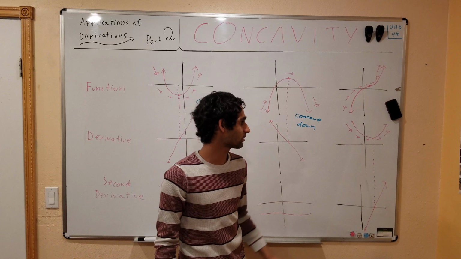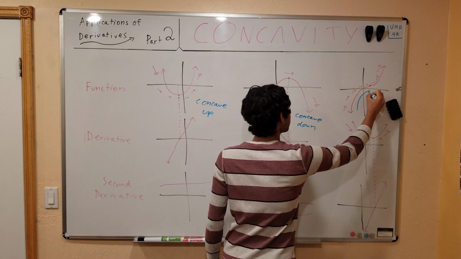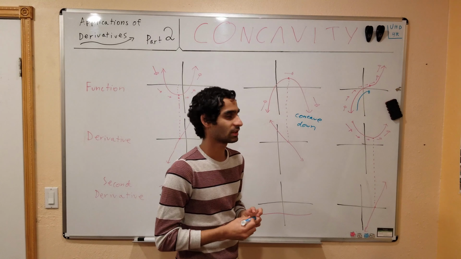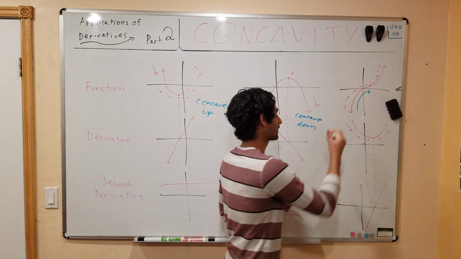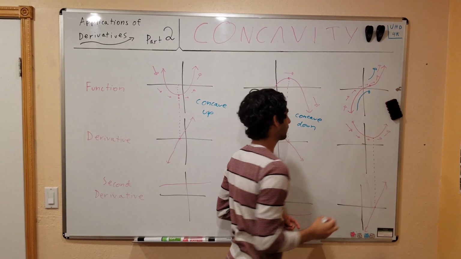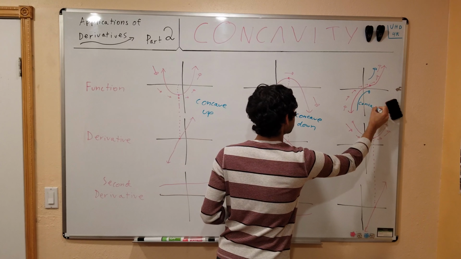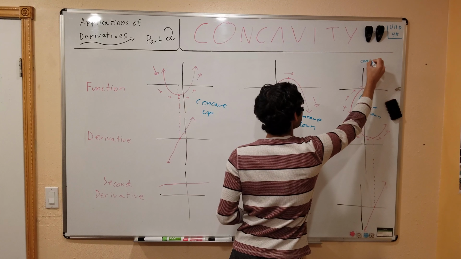What about this function over here? Well, from here to here, the derivative is decreasing, right? Because initially it's really steep, then it becomes less steep. But what about from here? Well, then the derivative starts increasing again. So the function is actually concave down over here and concave up over here.